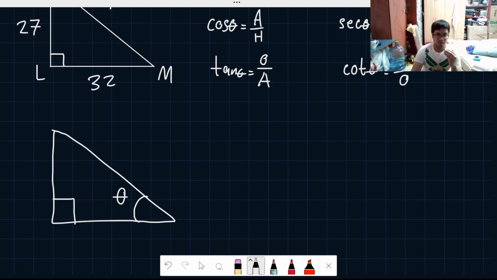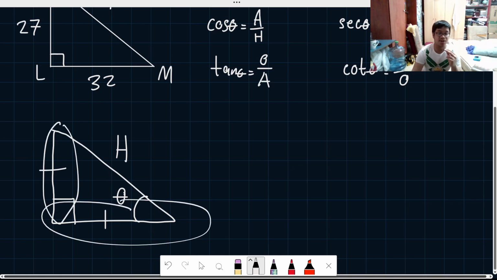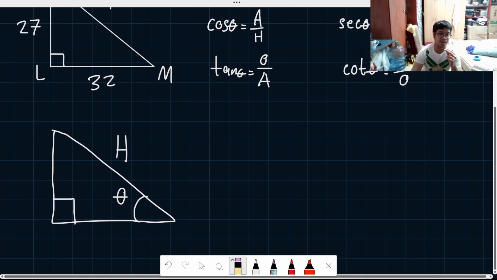Now, what are the parts of the right triangle? Commonly, there are two parts. One, hypotenuse, which is the longest side, which is commonly the diagonal side. So this is your hypotenuse. Second, the legs. These two, the height and the base, these are your legs.